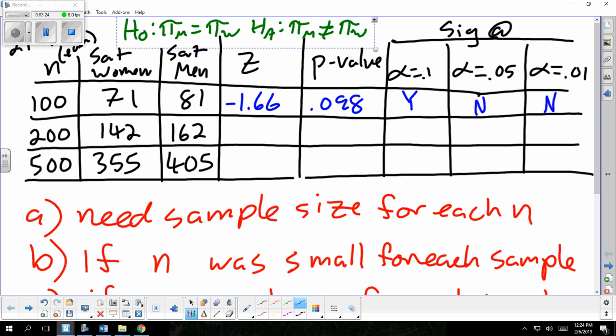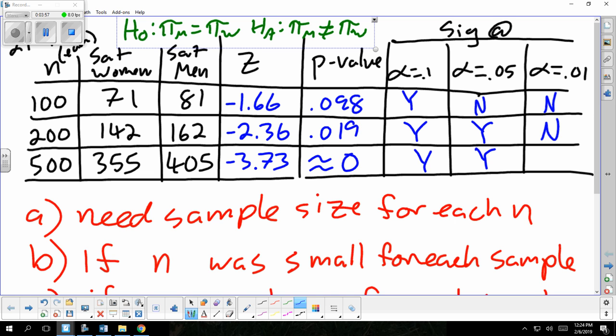And then with a sample size of 200, I get a test statistic of negative 2.36 and p-value of 0.019. We find significance here, but not at the 1% significance level. And then for our sample size of 500, test statistic of negative 3.73 and a p-value of approximately 0. And we find significance at all three levels. So what do we notice as sample size increases? It's easier to detect that difference of 10% between the two population proportions.